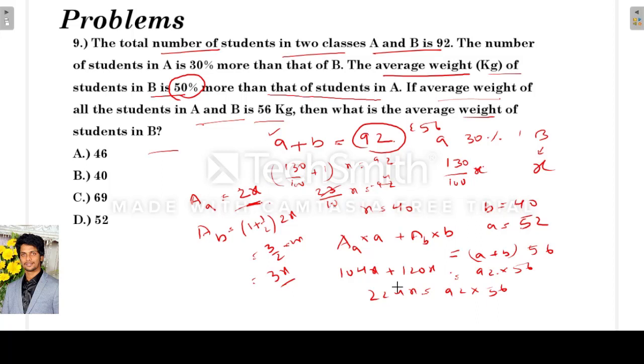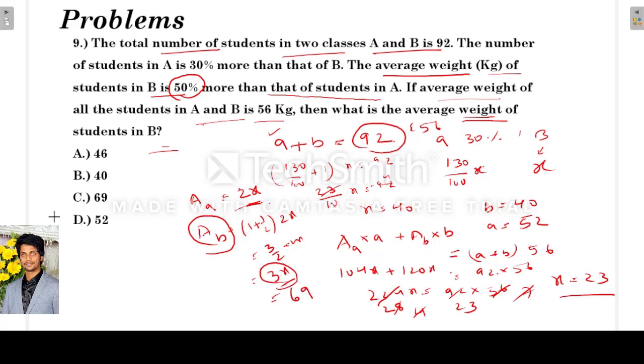So let's cut it by 8. 8 2s are and 8 8s are. Here 8 7s are, so 7 ones are 7 4s are. So 4 ones are 4 23s are. So x is 23. Now what they are asking: what is the average weight of students in B? So they are asking to find out AB. So AB is nothing but 3x. So we got x as 23, then 3x is 69.